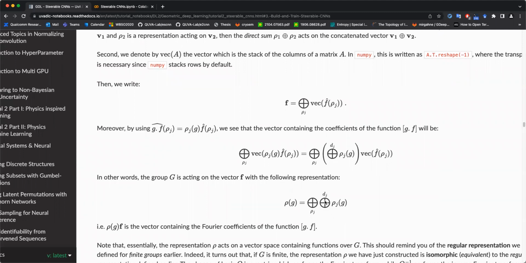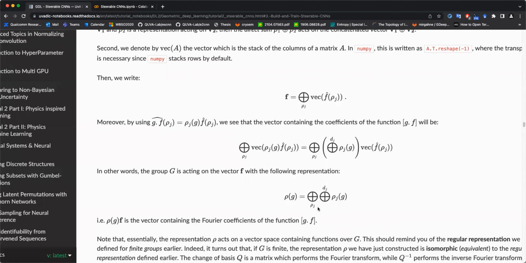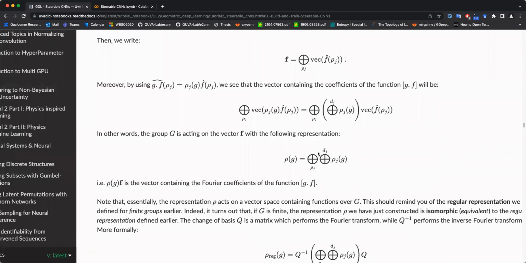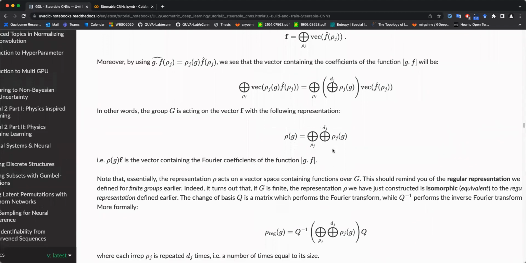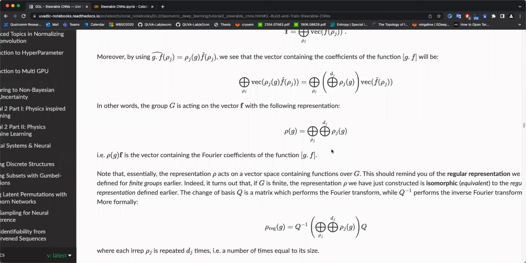So again, for each IREP, you take a copy for each of the columns, so a number of times equal to its own dimension, and then you stack it for each possible IREP. I said IREP a lot of times. I hope this is clear. But yeah, that's pretty much the idea. And what we did by doing this process is actually building the regular representation. So now we can kind of close this topic.